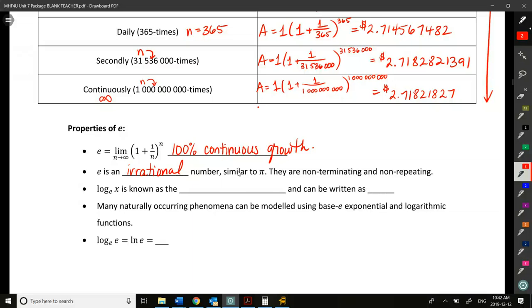So irrational. Log base e. Yep, Alexandra? I will show you where e is on your calculator, yes. It will be different for all of you, so we'll have to take a look at that soon.